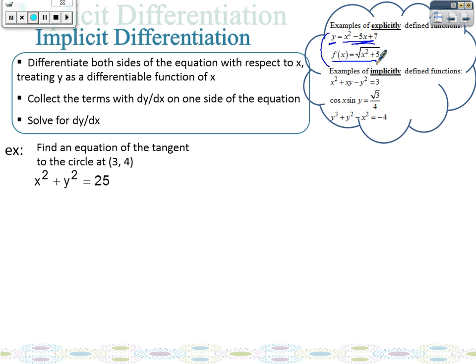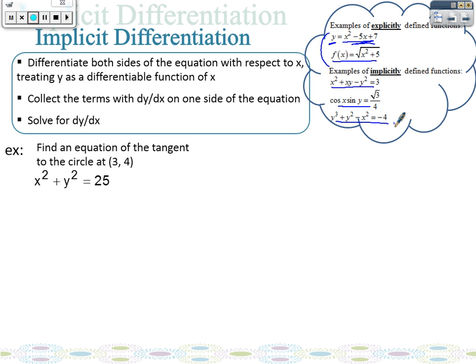What we're going to do today is we're going to kind of open it up. We're not going to just work with explicitly defined functions. We're also going to look at implicitly defined functions. And these are examples of implicitly defined functions. Notice that they have a combination of x's and y's in them. And they could actually even have more than two variables. It doesn't have to be just x's and y's. We could add other variables as well.